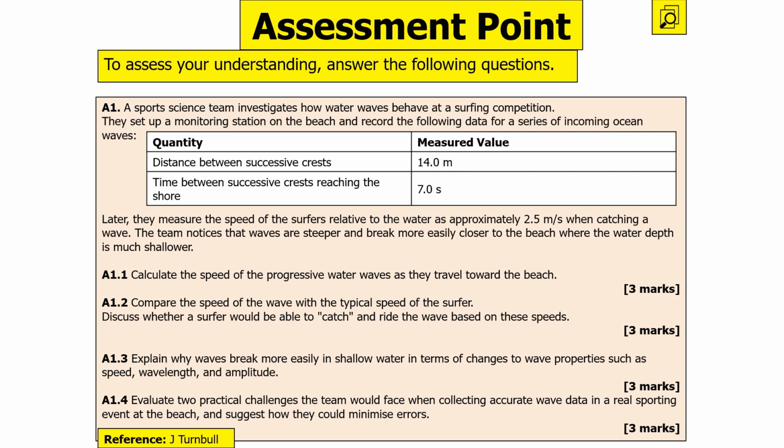Calculate the speed of the progressive waves as they travel towards the beach. Compare the speed of the waves with the typical speed of the surfer, and discuss whether a surfer will be able to catch and ride the waves based on these speeds. Explain why waves break more easily in shallow water in terms of changes to wave properties such as speed, wavelength and amplitude. Then evaluate 2 practical challenges that the team would face when collecting accurate wave data in a real sporting event at the beach, and suggest how they could minimise these errors. So pause the video now, then unpause the video when you want to go through your answer.